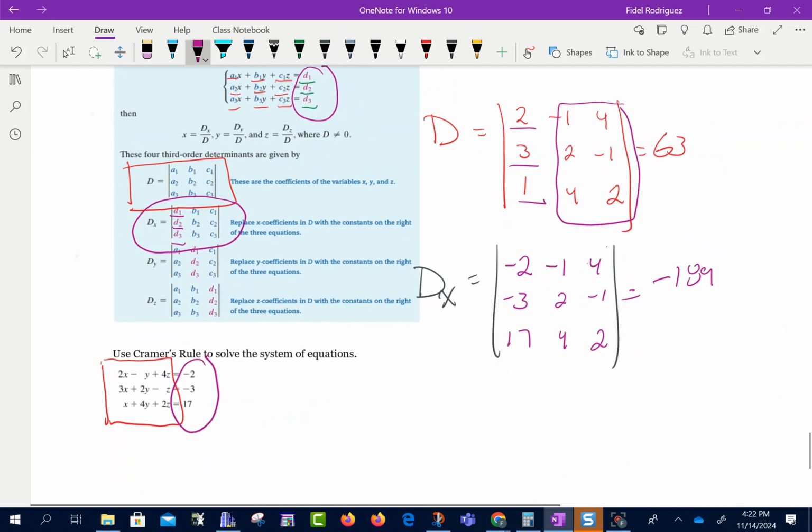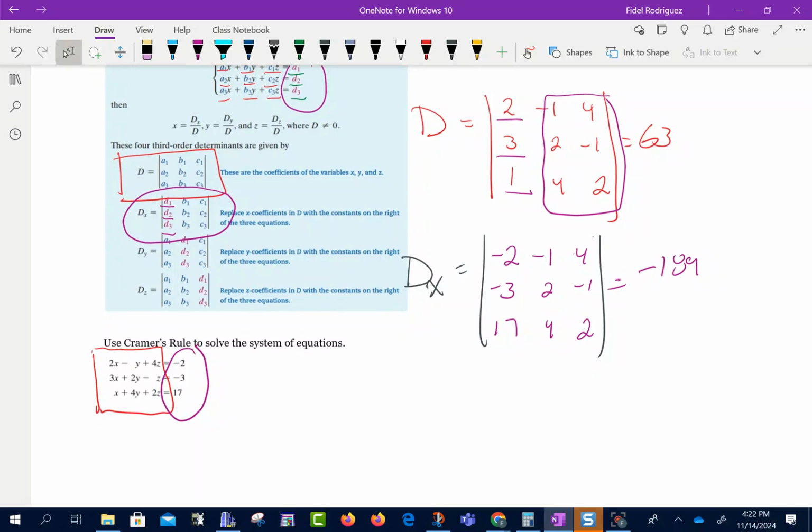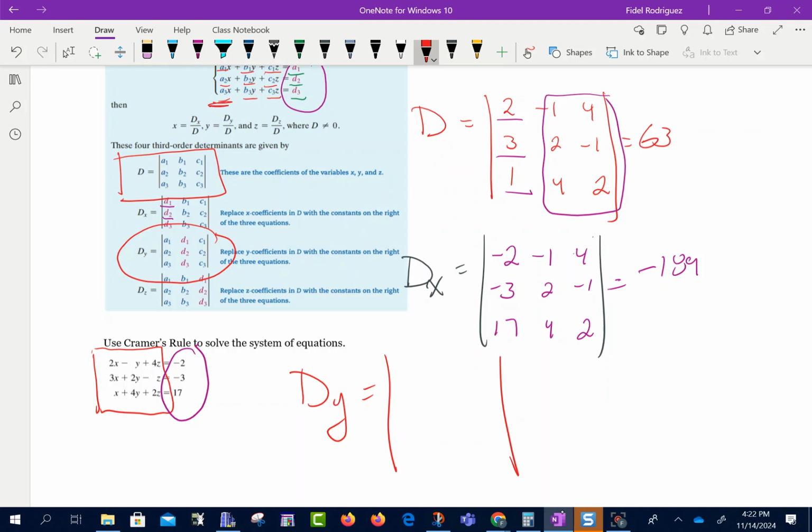Okay, I got 2 more to find. So let's find our determinant for dy. What dy says we're going to do is leave the x numbers and the y numbers exactly as they were. So 2, 3, and 1, 4, minus 1 and 2. But where the y numbers used to be, we're going to put those numbers on the other side of the equal sign.